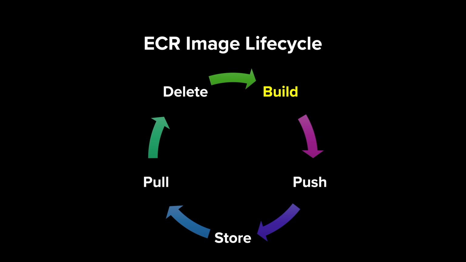The first step is build. This step involves creating your Docker image by packaging your application along with its dependencies and configuration into a single, portable image. The image can be built locally or in a CI/CD environment, depending on your workflow. Think of it as preparing a self-contained, ready-to-run snapshot of your app.